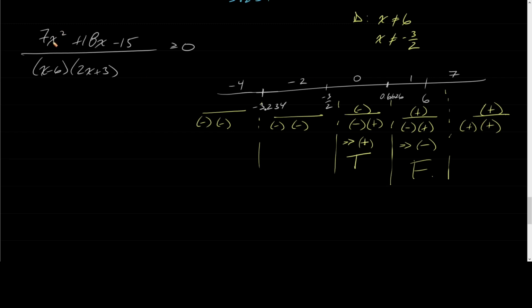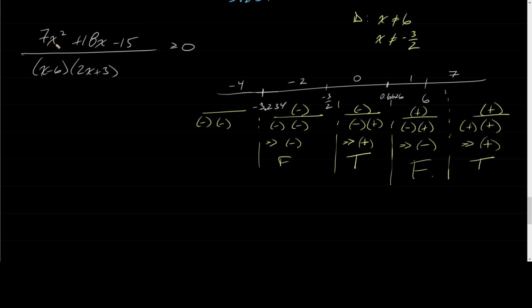Hold on, over here. We had no negatives, so overall this is positive. Is a positive greater than or equal to 0? Yes, it is. All right. Let's test negative 2. Negative 2 squared is 4. 7 times 4 is 28. 18 times negative 2 is negative 36. 28 minus 36 minus 15. Overall, it is negative. So here, how many negatives do I have? 1, 2, 3. 3 negatives. Overall, it is negative because it's an odd number of negatives. Is a negative greater than or equal to 0? No, it is not.